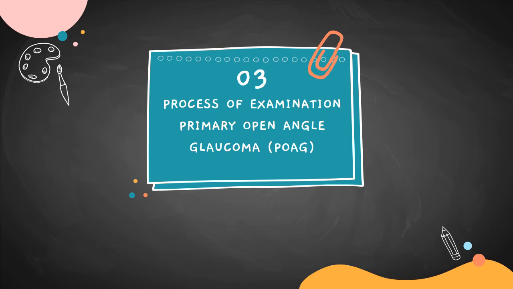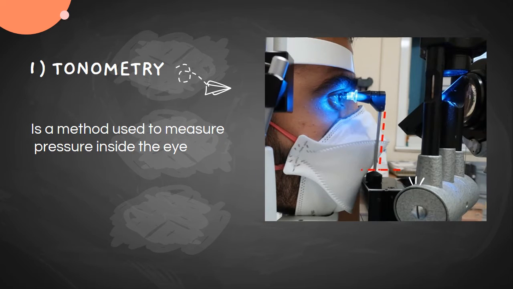Okay, the next one is the process of examination for primary open-angle glaucoma. To be safe and accurate, there are 5 factors that should be checked before making a glaucoma diagnosis. The first one is tonometry. Tonometry is used to measure the pressure inside the eye. Most glaucoma cases are diagnosed with pressure exceeding 20 mm mercury. However, some people can have glaucoma at pressure between 12 and 22 mm mercury.